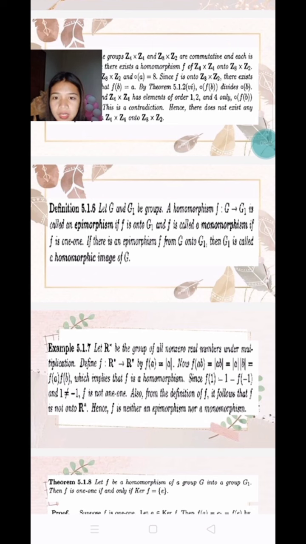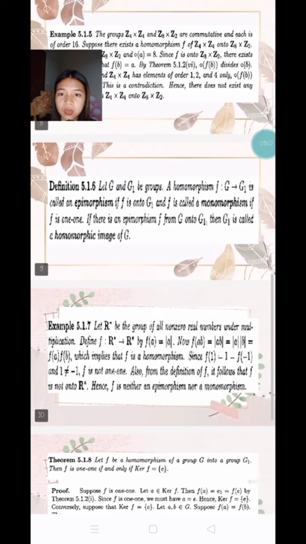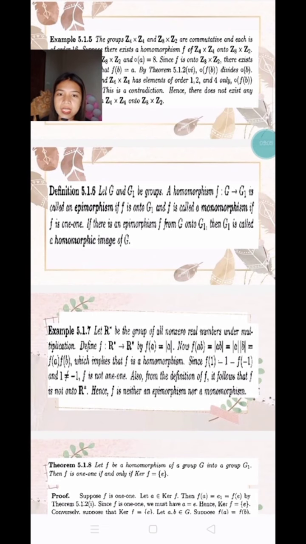So we can call it an epimorphism if f is onto. If 1-to-1, we can call it a monomorphism. That is the difference between them. So again, epimorphism is onto, and monomorphism is a 1-to-1 function. So, if there is an epimorphism f from G onto G sub 1, then G sub 1 is called a homomorphic image of G.